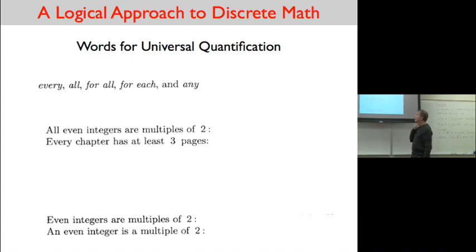All right. So now here. Okay, so who wants to go first? All even integers are multiples of 2. Now, how would you write that? So here's an English sentence. All even integers are multiples of 2. Well, how would you write that?